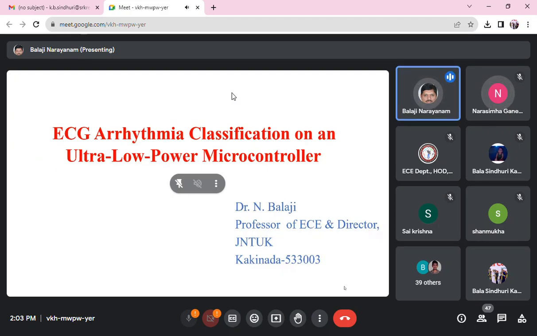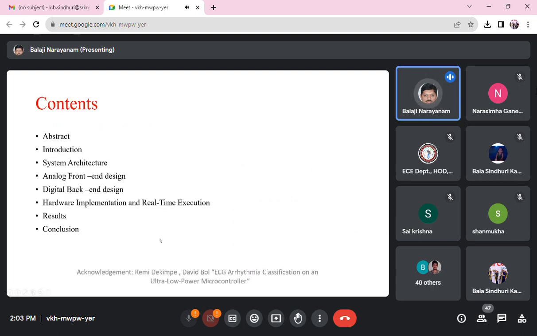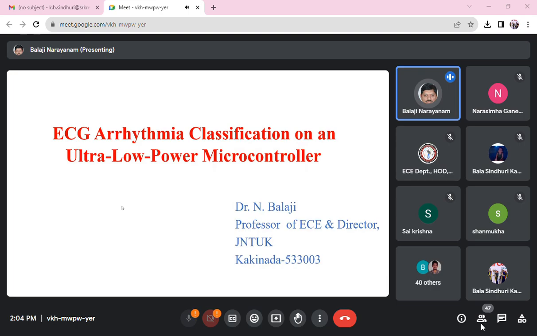So today I'm going to deliver the lecture on one of the biomedical signal processing topics, which is the ECG signal. So this is ECG signal classification and an ultra low power microcontroller implementation. This is the latest IEEE transaction paper, ECG arrhythmia classification on an ultra low power microcontroller by Remy. With due acknowledgement to this author, we will proceed for the further implementation of this ECG classification.